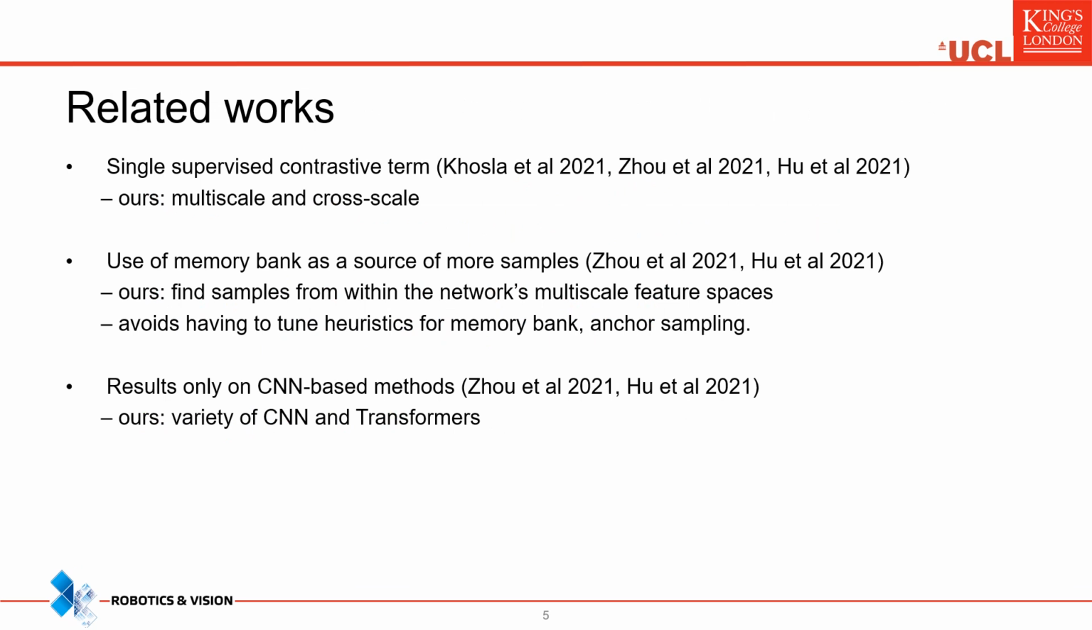Several other works have also explored the application of supervised contrastive learning for semantic segmentation. Contrary to those works, we explore multi-scale and cross-scale versions of contrastive learning for this task. Secondly, we do not use a memory bank as the source of more samples. We instead look within the network's multi-scale feature spaces for those samples. And thus we do not have to tune heuristics regarding the memory bank or anchor sampling. Finally, our results extend to both CNNs and transformers.